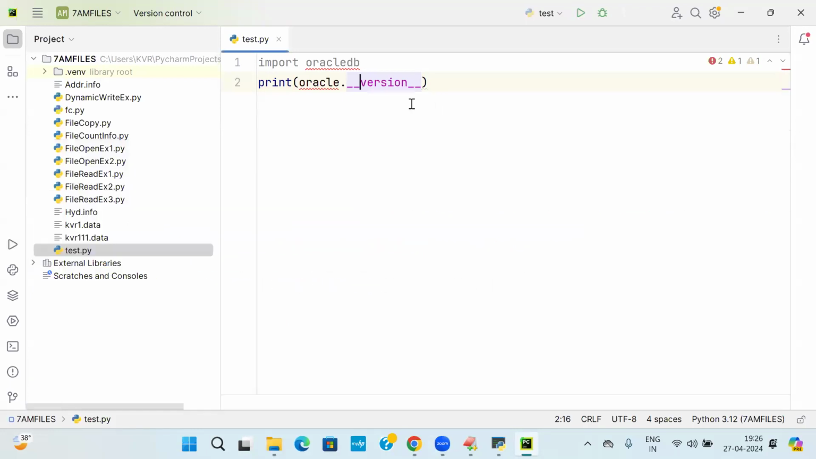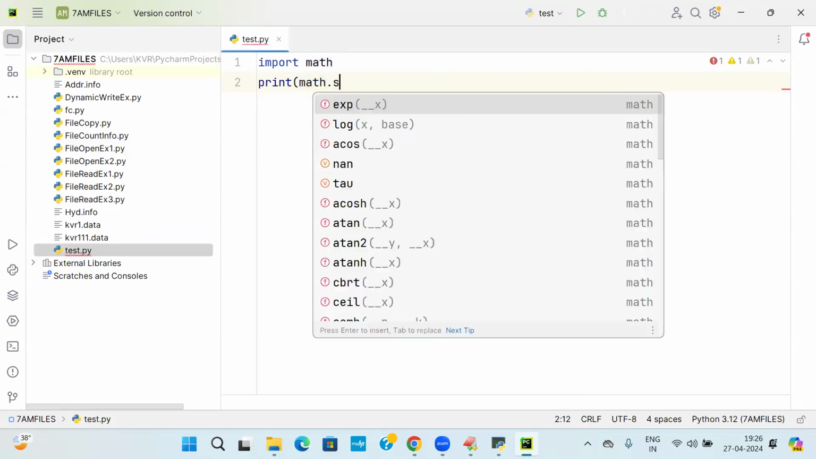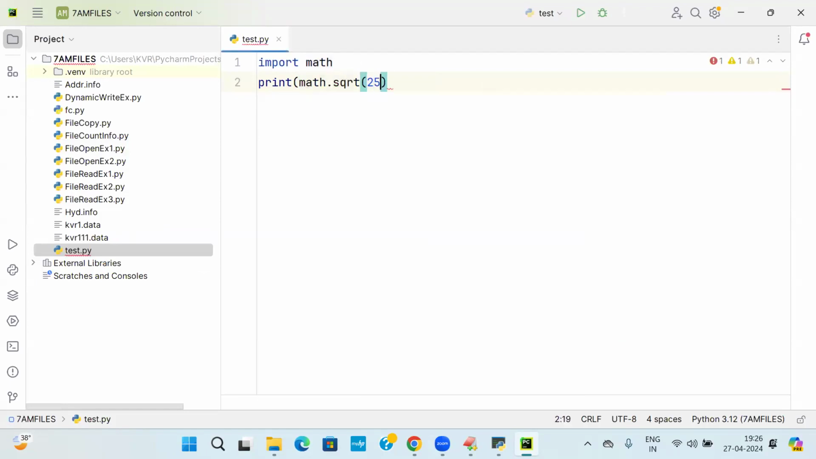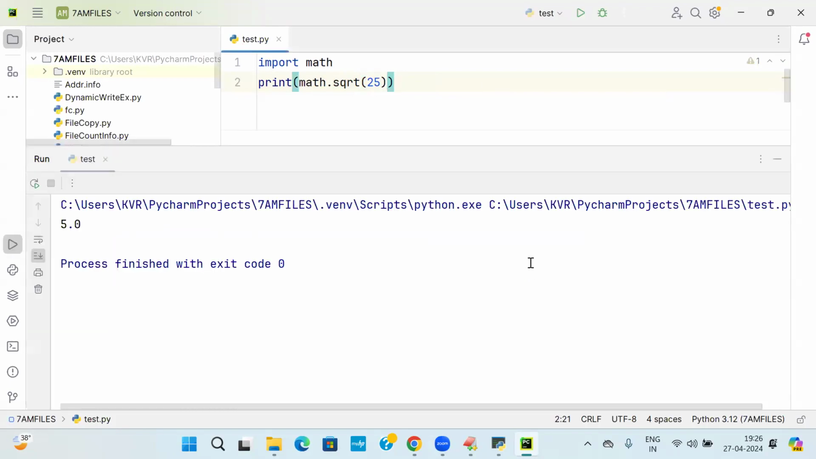For example, here I am writing import math. Now I am writing math.sqrt of 25. Am I getting any error? No. Why no error? Because it is a predefined module of Python.